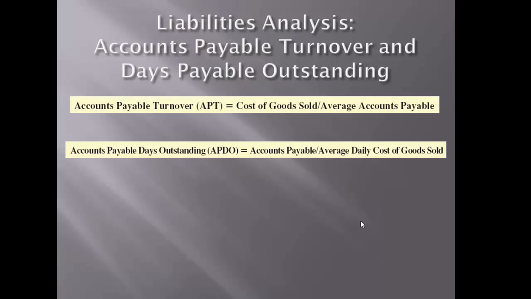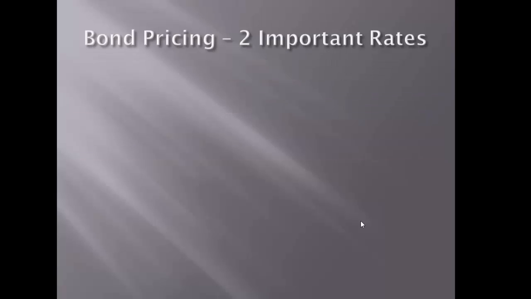We will now examine bonds payable, which is an example of a long-term liability. And we will begin with bond pricing, bearing in mind that the price of the bond represents the amount received by the bond issuer, which also represents the amount stated on the balance sheet as the bonds payable.